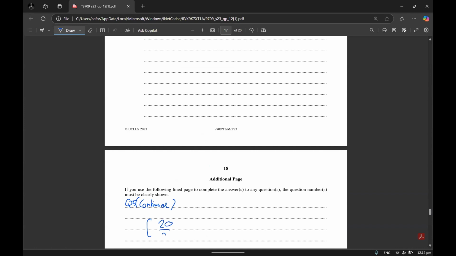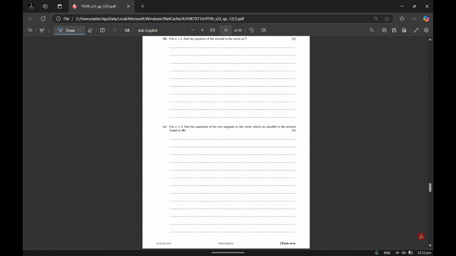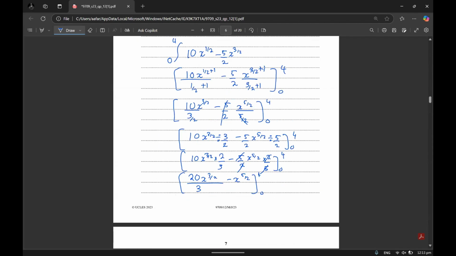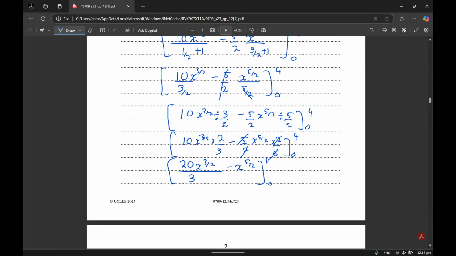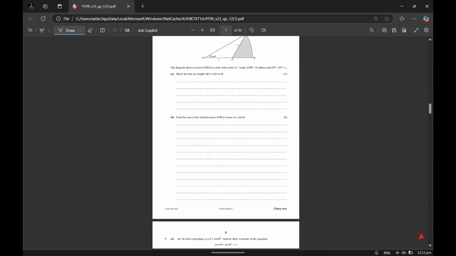So we got 20 over 3 x power 3 over 2 minus x power 5 over 2, right? Let's say continued on additional page. No issue, but just make sure that it doesn't come on the barcode. That's problematic. Read on additional page.